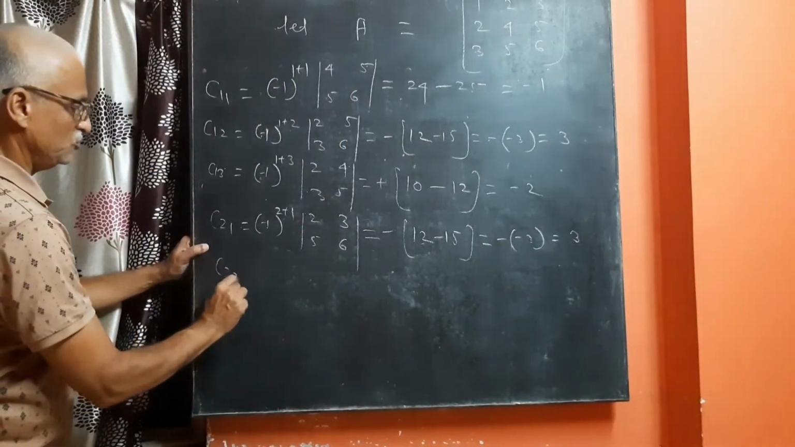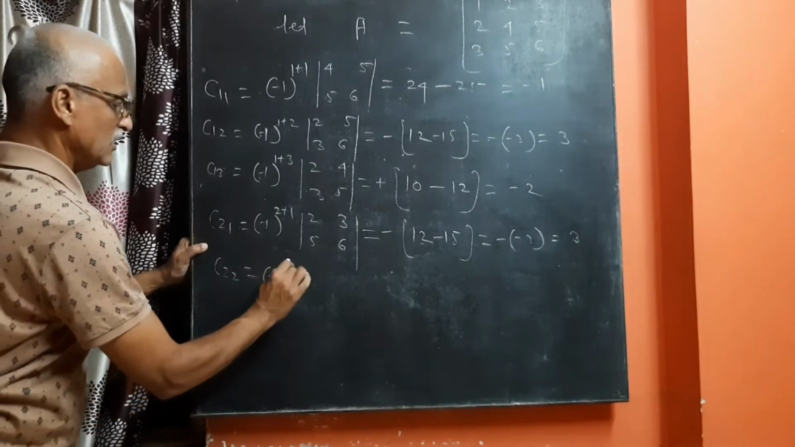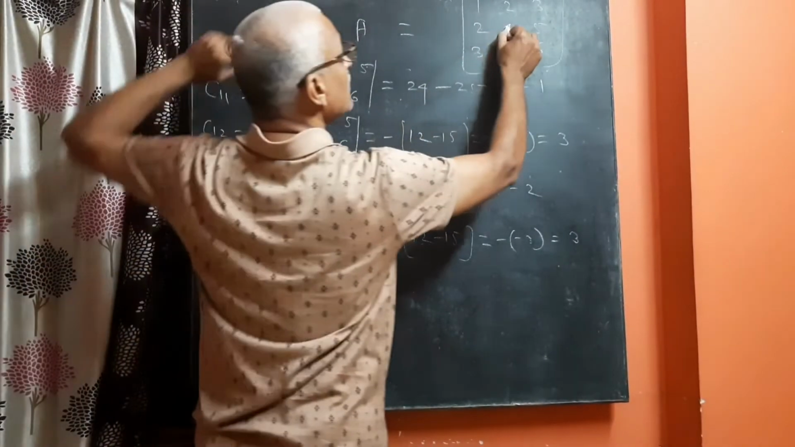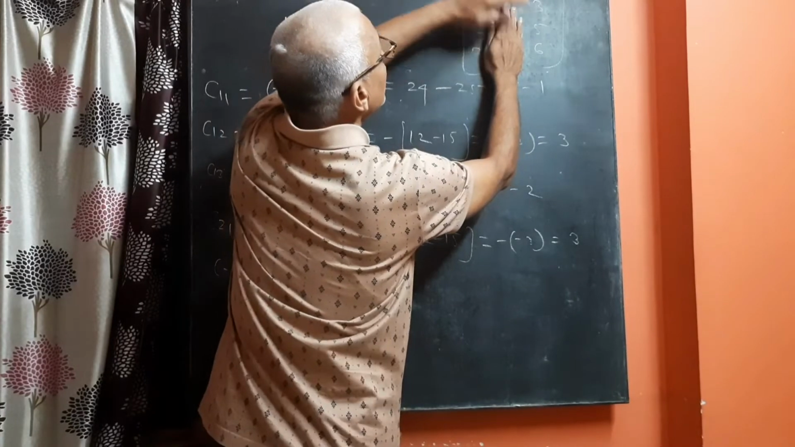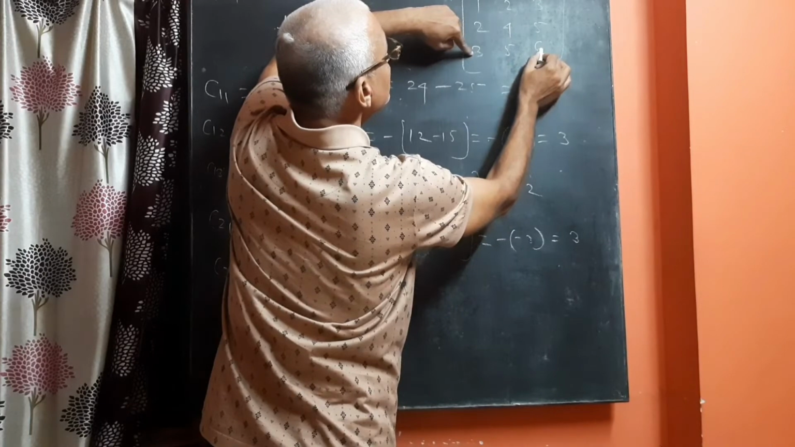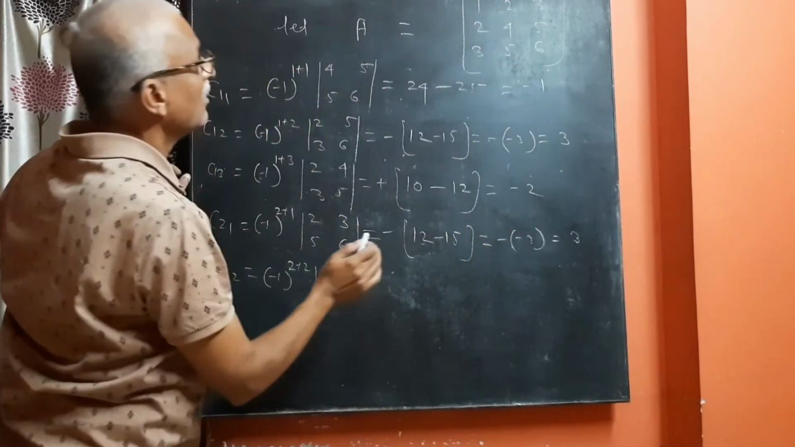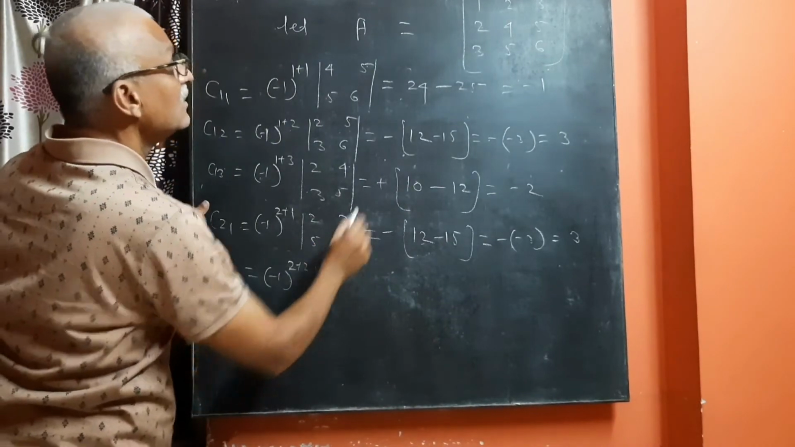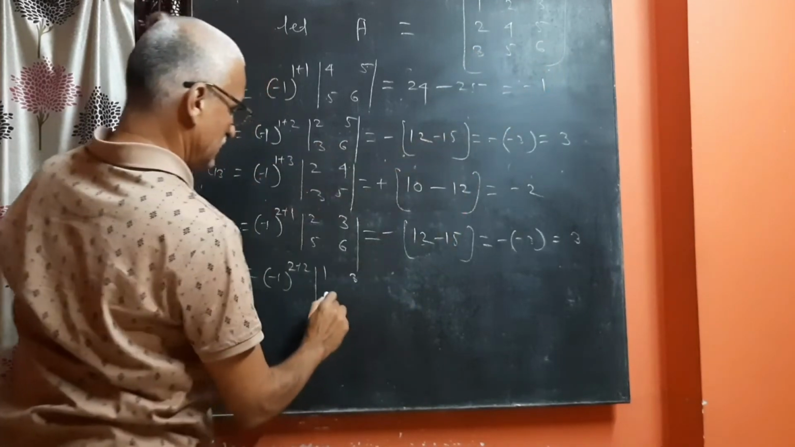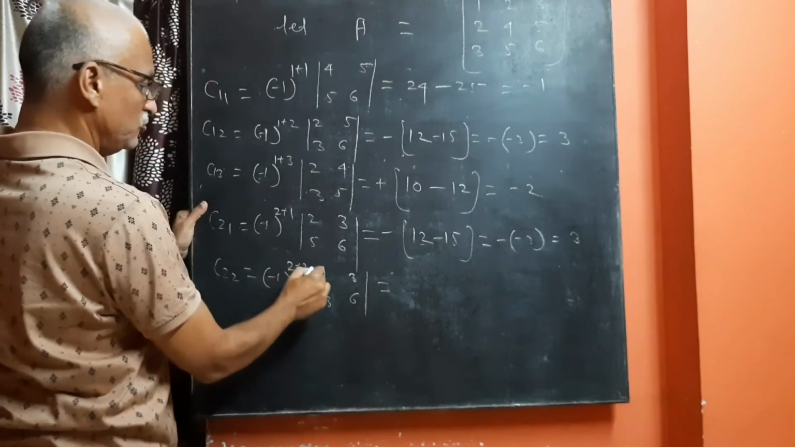Then C22 is equals to minus 1 raised to 2 plus 2 into determinant of C22 means this one. ये और ये आपका क्या है? Remaining are 1, 3 and 3, 6. See here. 1, 3, 3, 6. That is equals to minus 1 raised to 2 plus 2 means positive.